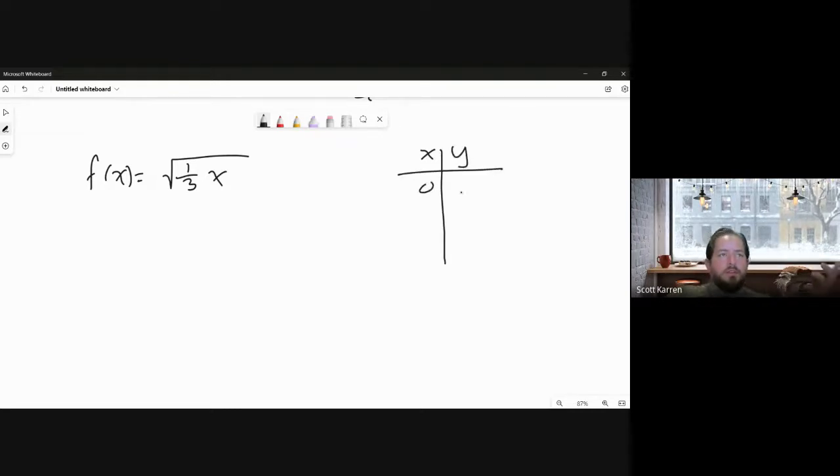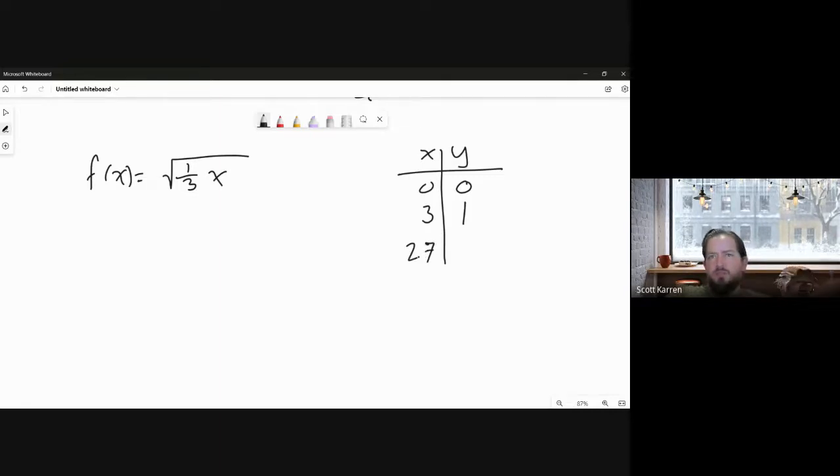If x is 0, that's easy. 1/3 times 0 is still 0, and the square root of that is 0. But 1 is ugly, 2 is ugly, 3 is not too bad, because 1/3 of 3 is 1, and the square root of 1 is 1. But I'm going to get all the way up to like 27 before I get another good, nice number, right?